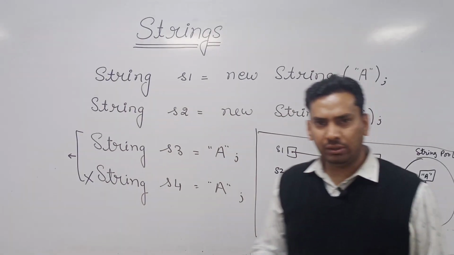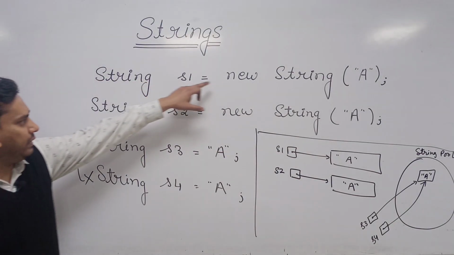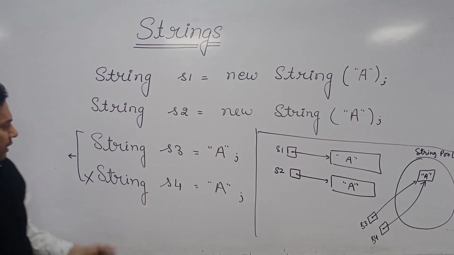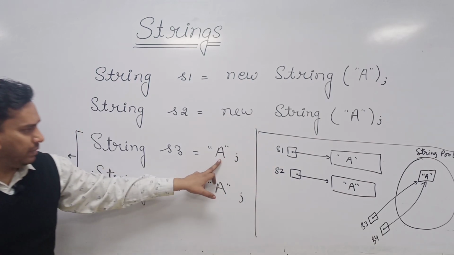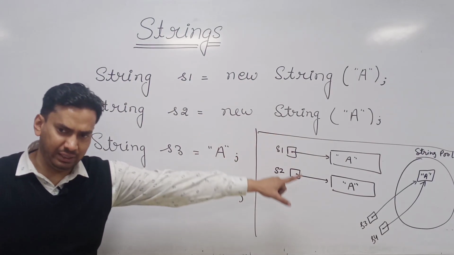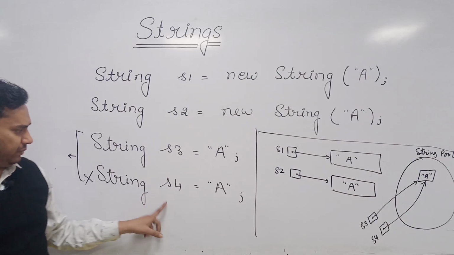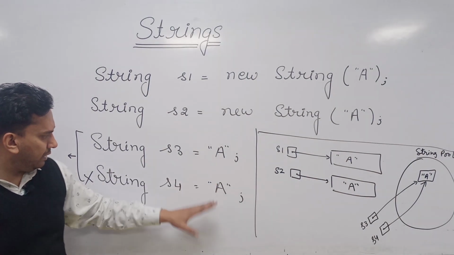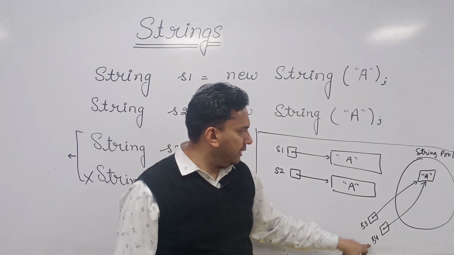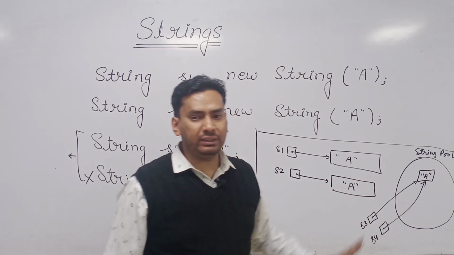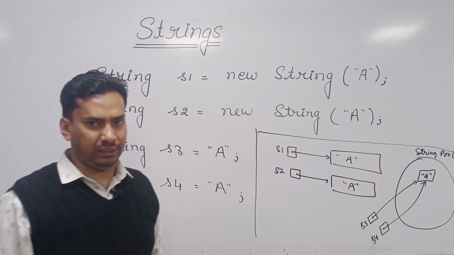Now the difference should be clear. In this case every time a new object will be created, but in this case it will check whether the string is available in the string pool. If it is not, only then it will create the object. If it is already available, it will find that this A is already there, so it will not create a new object, only a reference variable which points to the same object. So this is the concept of intern string.